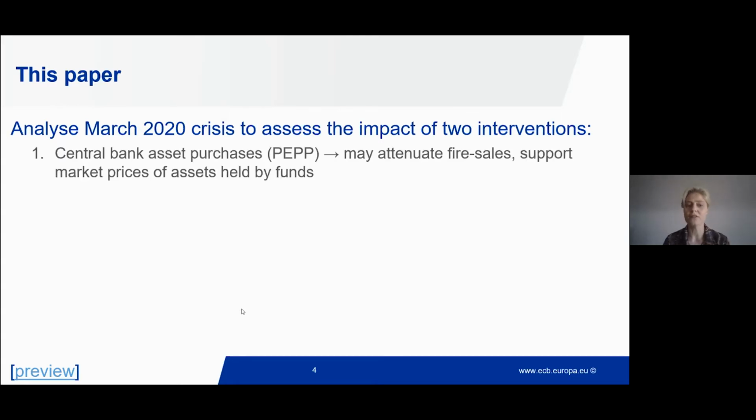We're going to first look at central bank asset purchases and what would be the mechanism by which central bank asset purchases might help. Well, they may attenuate the fire sale dynamics in the asset markets and support market prices of assets held by funds.